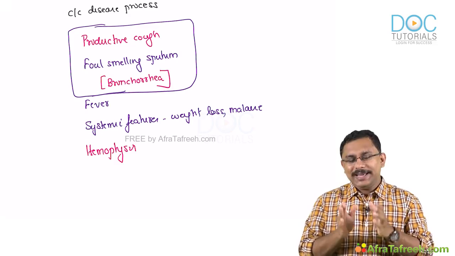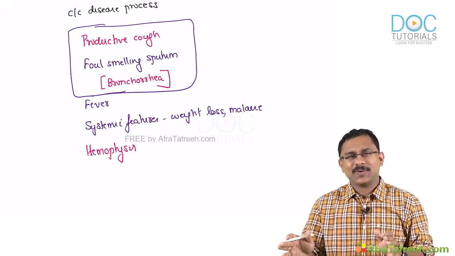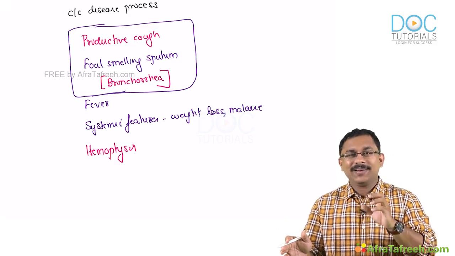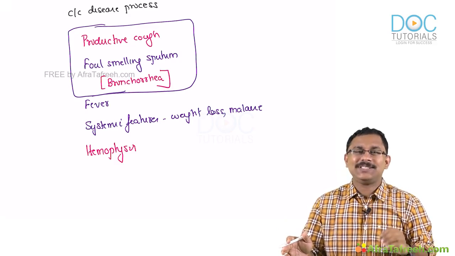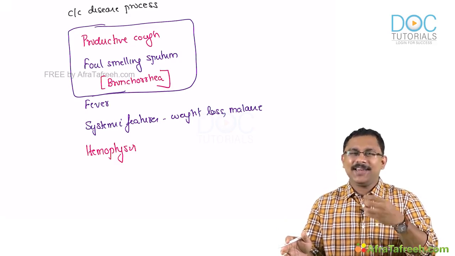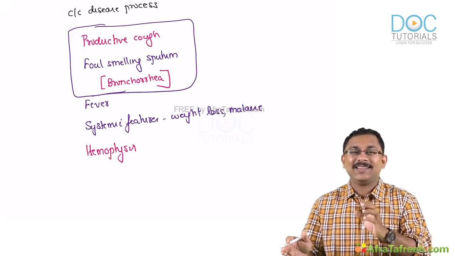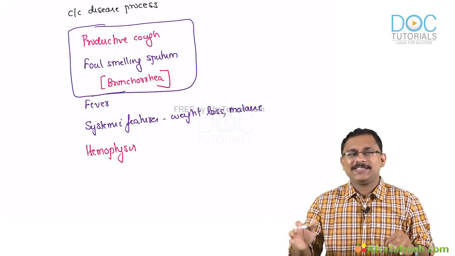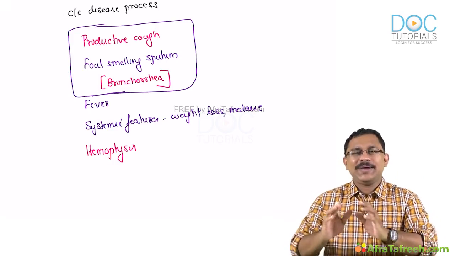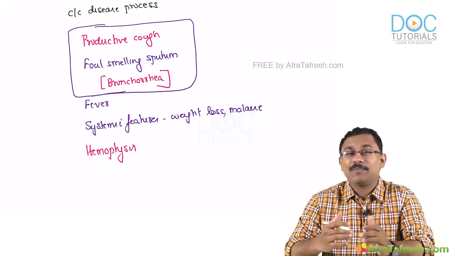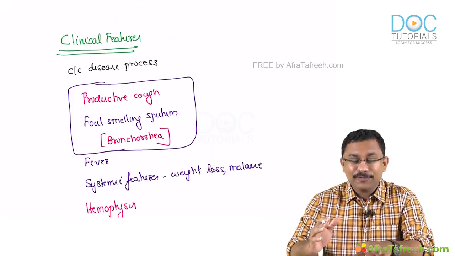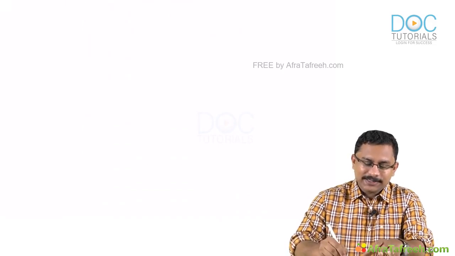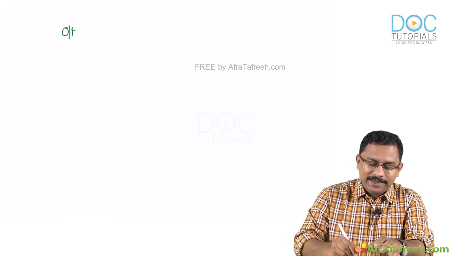So in a clinical scenario, this foul smelling sputum is a hint. And always remember, do not confuse this with a lung abscess, because lung abscess is an acute process. I told you to begin with, this is a chronic disease process, so you will have a long history. This is how a patient with bronchiectasis will present to you. Okay, the clinical features of bronchiectasis. So what are the examination findings?